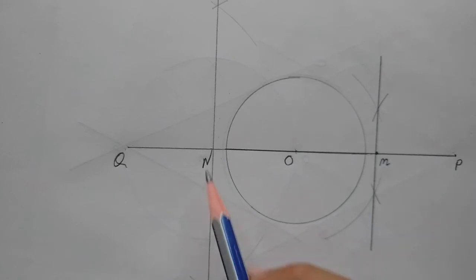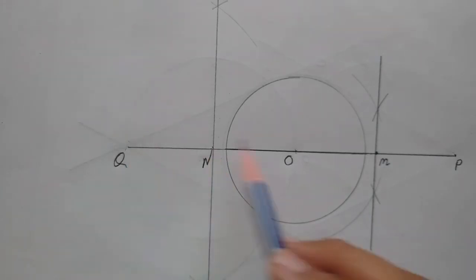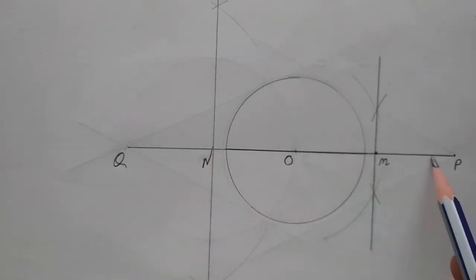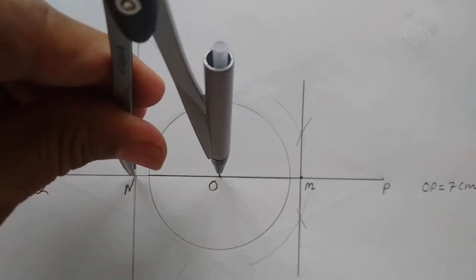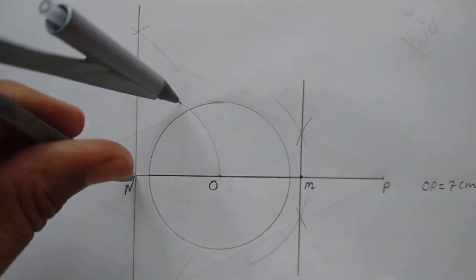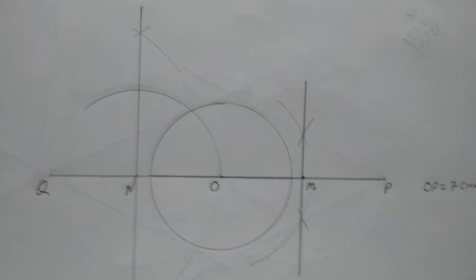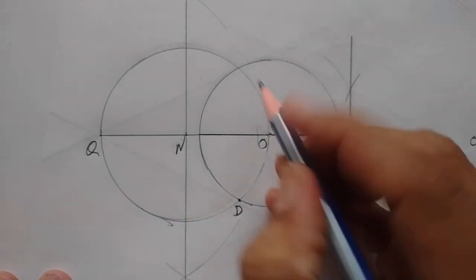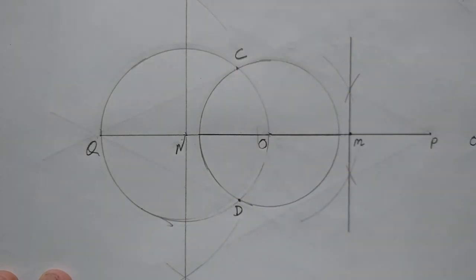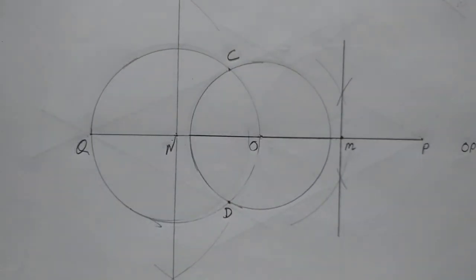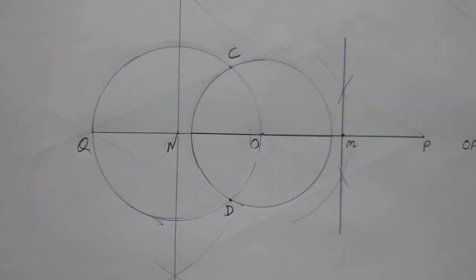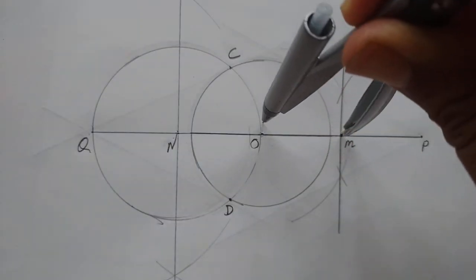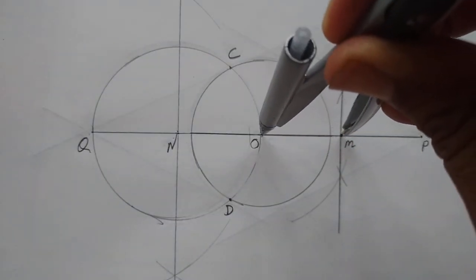So now children, N we got one midpoint from this side. M we got from here children. Now children, we draw this circle. So this circle cuts here point D, this point C. Now we will construct a circle, center M, radius OM. Children, center M, radius OM. Draw another circle.